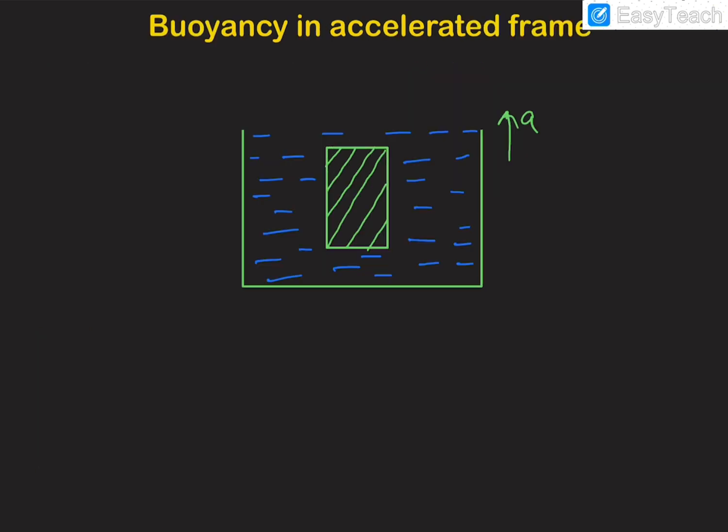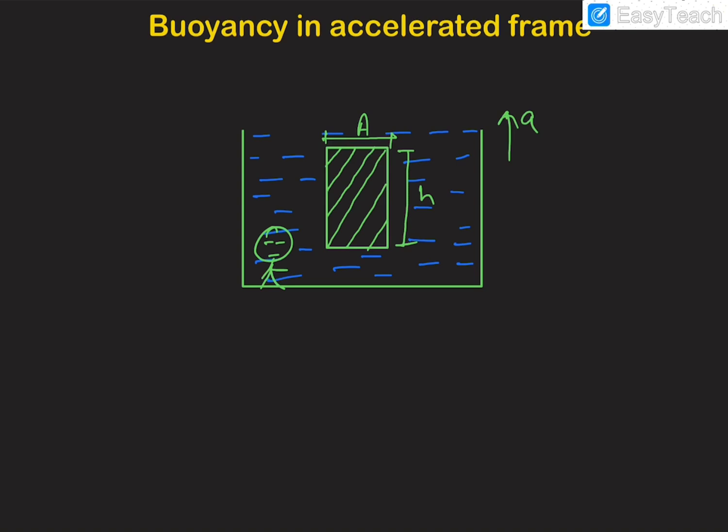So now let us discuss the buoyancy in accelerated frame. We can imagine a container which is containing some liquid and a solid is being immersed in the container. This solid is in equilibrium inside the container, and the height of the solid is h and the area of cross section is a. Okay, and there is an observer which is standing inside this liquid in the container.